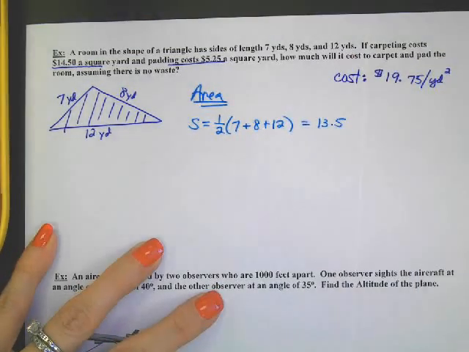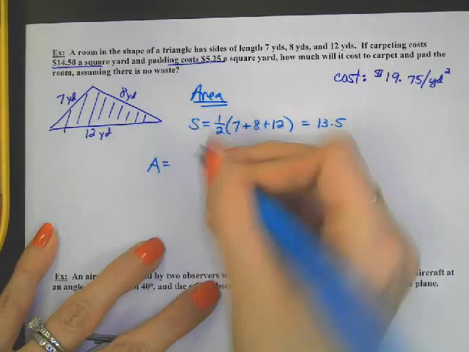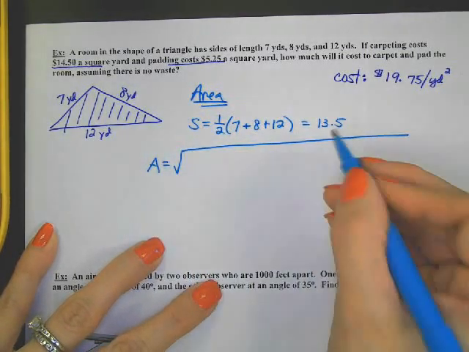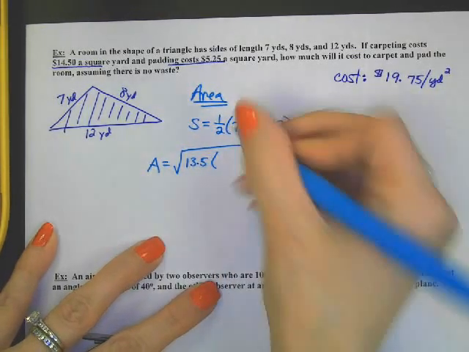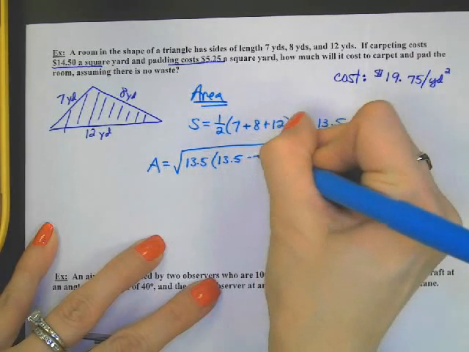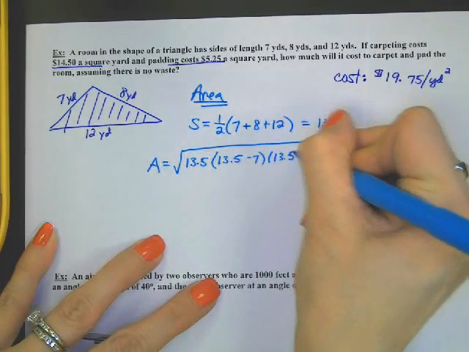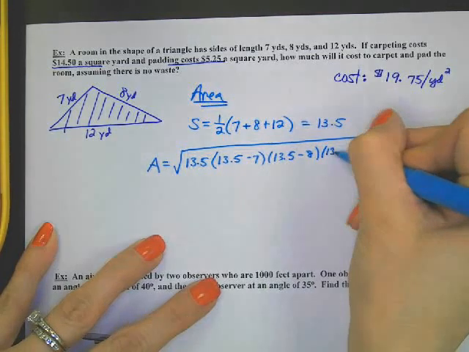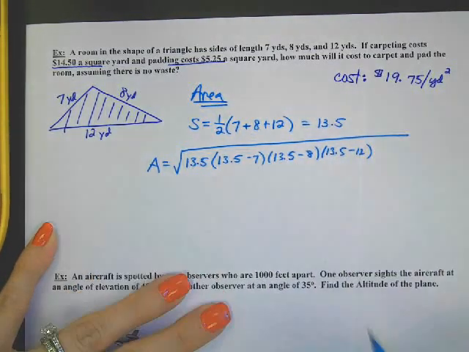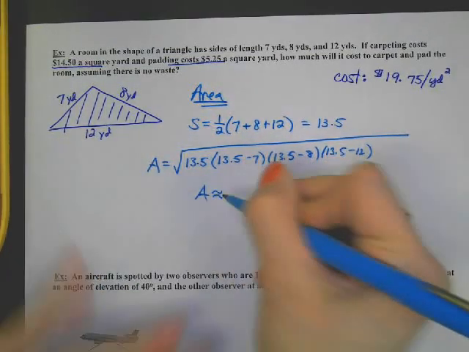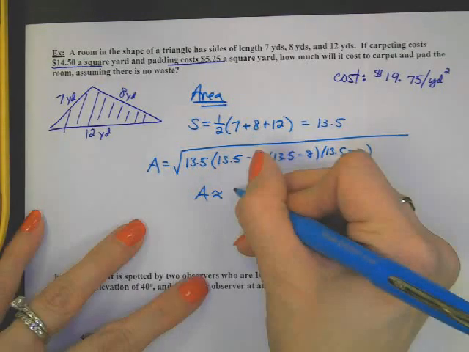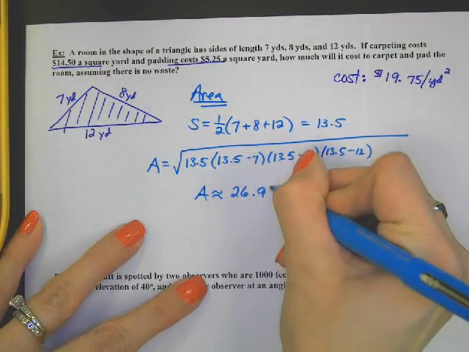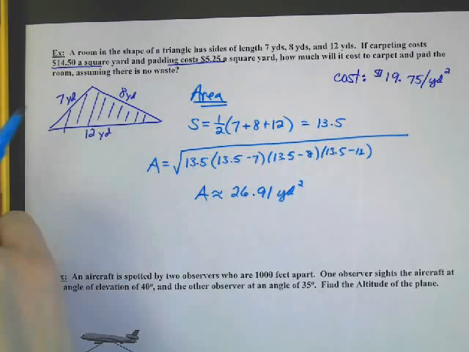13.5. Okay, Heron, here we go. The area equals the big square root. First thing you do is put the semi-perimeter down. In the first set of parentheses, semi-perimeter minus 7, semi-perimeter minus 8, semi-perimeter minus 12. And the area is approximately 26.91 yards squared.